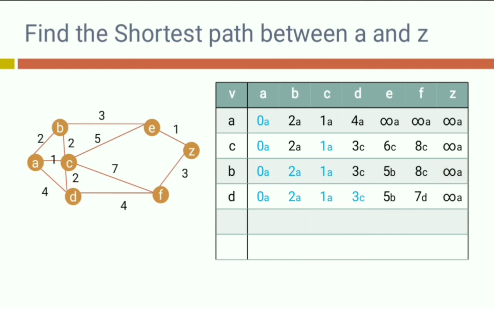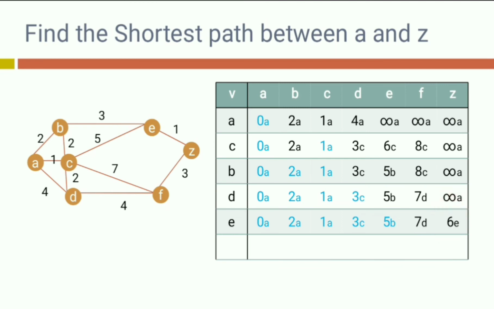Now what is the minimum distance here? The minimum is E. So we'll include vertex E in our shortest path. We'll write these distances as it is because they are included in our shortest path. Now what is the distance of F from E? F is not directly reachable from E, so we'll write 7D as it is. And what about Z? Distance of E from Z is 1. So 1 plus 5 is 6. So there's improvement. So we'll write 6E here.